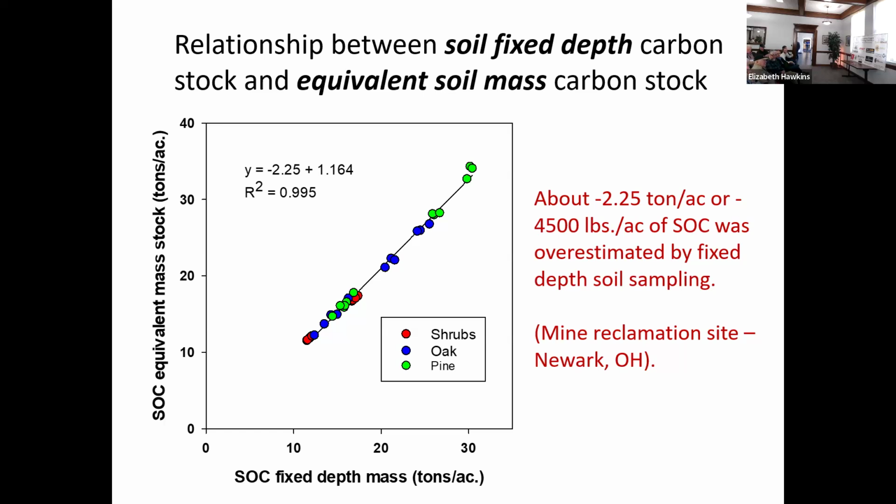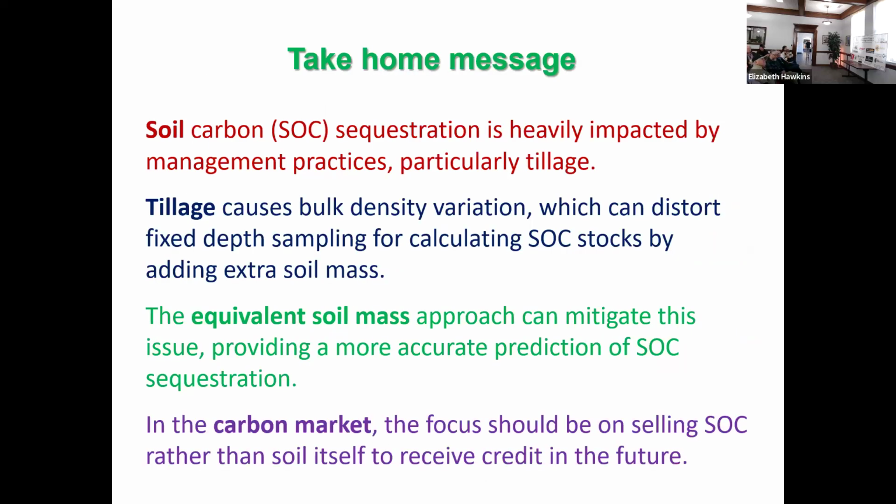So with sandy soil, if you have more sand, you are going to get overestimation because sand has higher bulk density because of the bigger size. So the take-home message is that soil carbon sequestration is heavily impacted by management practices, especially tillage. And tillage causes bulk density variation, which can distort the fixed depth sample, that means same depth sample, for calculating carbon stock by adding extra soil weight, which nobody will buy. Nobody wants soil. So the equivalent soil mass approach can mitigate this issue, providing more accurate prediction of carbon sequestration, because it will compare the same amount of soil, not the depth of the soil. It will take it out because of bulk density.